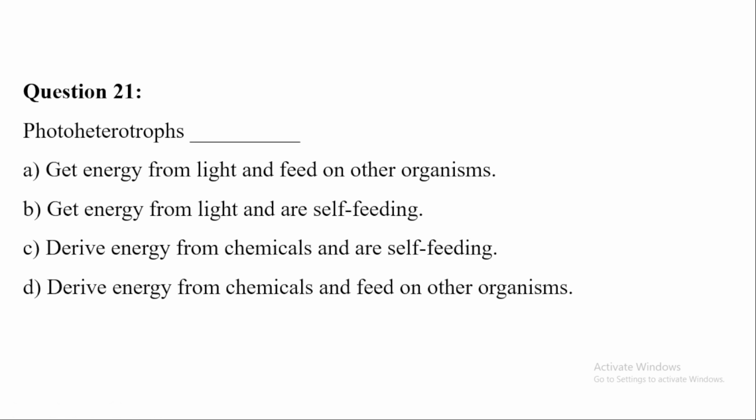The third option, derive energy from chemicals. Derive energy from chemicals means chemo, and self-feeding means autotroph, so it will be chemoautotroph. Like that you have to think: what is the energy source? If the energy source is chemical, it is chemo. What is the carbon source? If they are feeding on other organisms and the carbon source is organic, it is heterotroph, so chemoheterotroph. If the carbon source is inorganic, they are self-feeding, so it is autotroph. That's how you classify chemoautotroph, chemoheterotroph, photoautotroph, photoheterotroph. Is that clear?